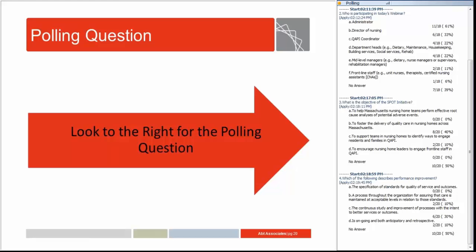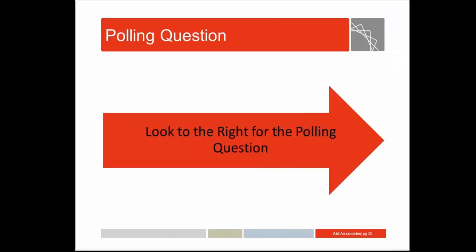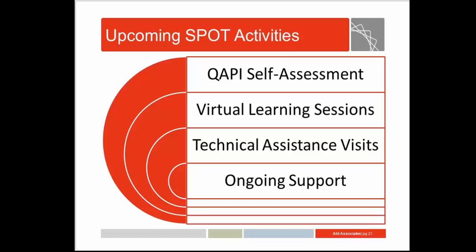At this point, I'm going to turn the program over to my colleague, Rosanna, who will talk about the upcoming SPOT initiative activities, including the self-assessment. Can you hear me? Sorry. These include a facility-specific QAPI assessment, virtual learning sessions, technical assistance visits, and ongoing support provided by the SPOT initiative team. We'll step through each of these activities over the next several slides.